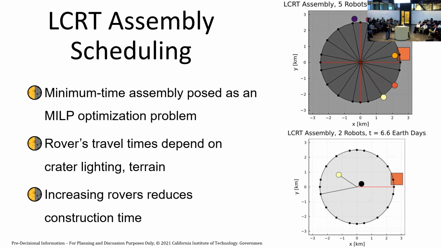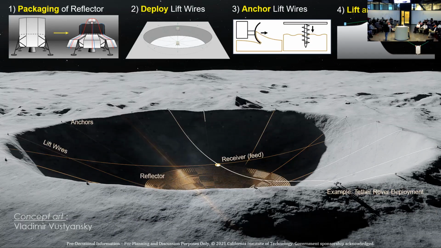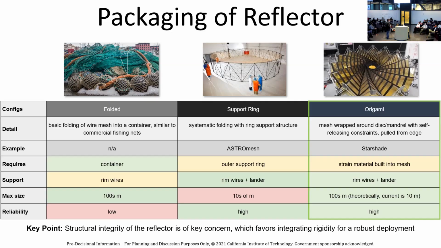So we're trying to understand the pros and cons of making the robot survive lunar night versus reducing the cost of having multiple robots. So finally, we'll think of how do you package this? How do you deploy these lift wires, anchor them, and deploy lift antennas? So let's go deeper. The packaging of lift wires, turns out there's a lot of work happening in the origami field.